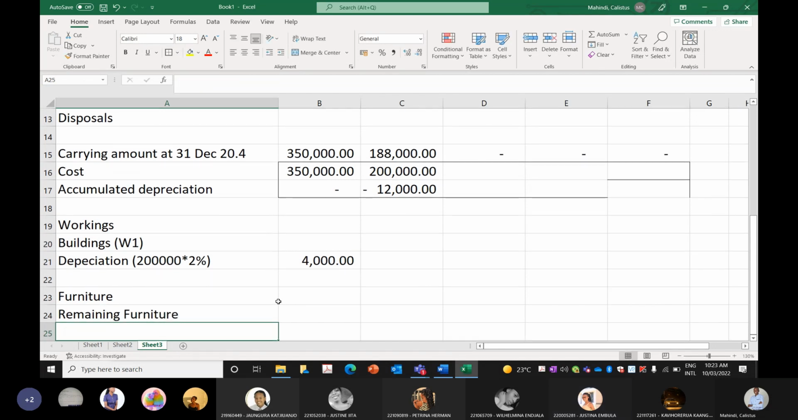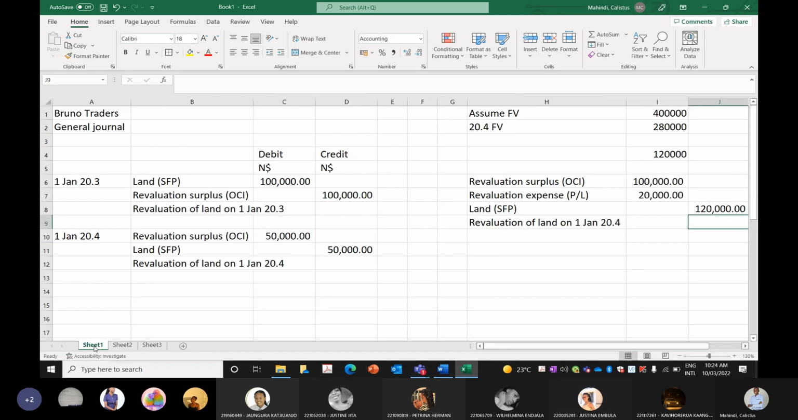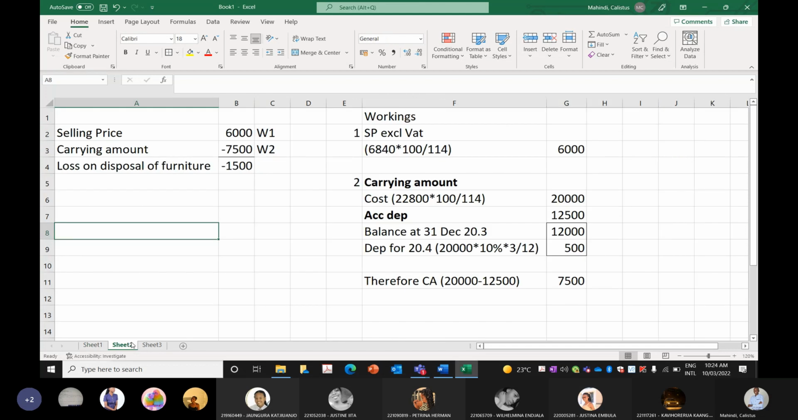So our total cost of 100,000 minus the value of the furniture that was disposed, minus 20,000. So our remaining furniture would have been 80,000, right? The 20,000, where do we get it from? Here. We're told furniture with the cost of 20,000 was disposed.